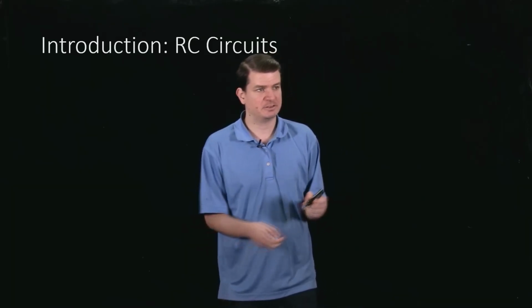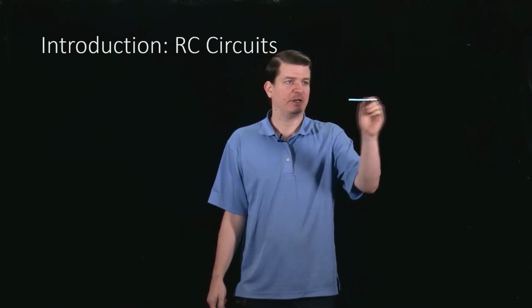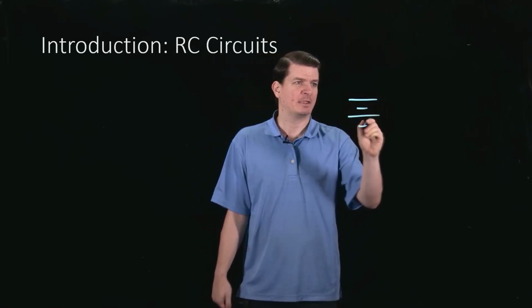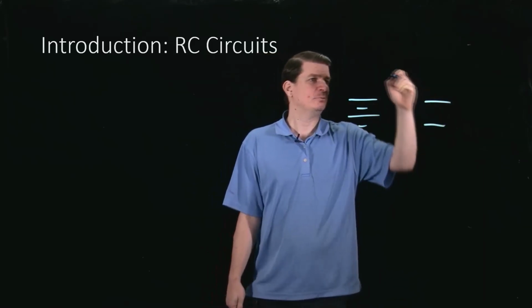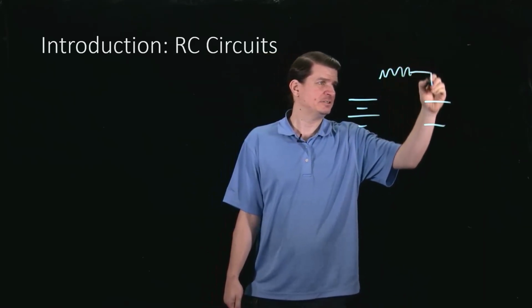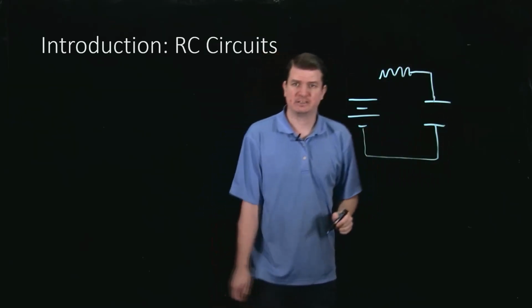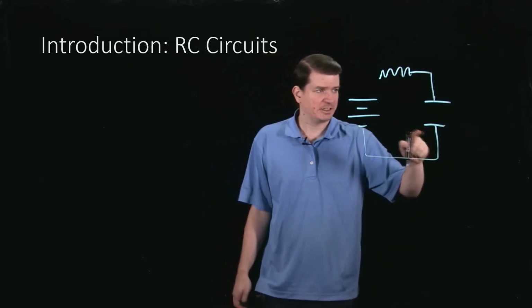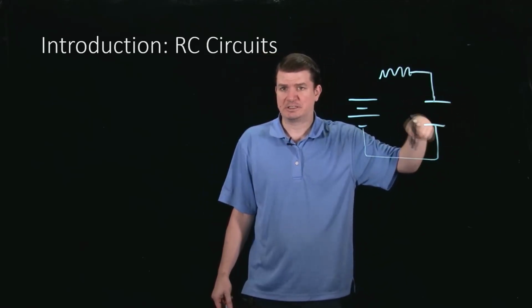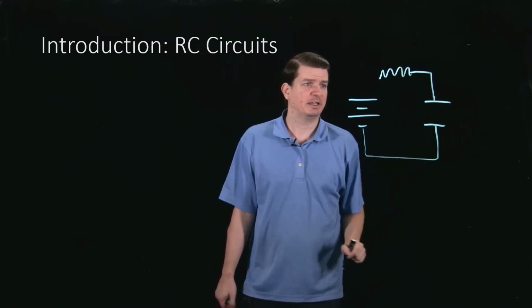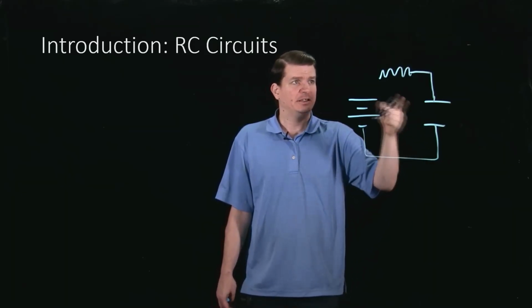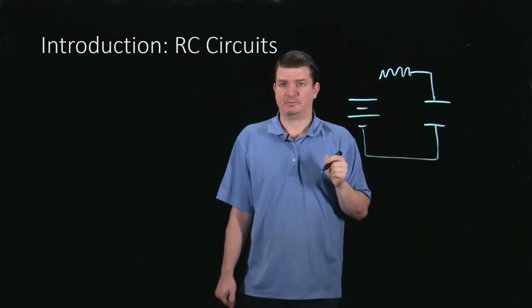So let's consider the simplest case. We're going to have a battery, a capacitor, and we'll put a resistor as well, just all in series. All right. And the question is, what will happen? Initially, this thing's not charged. It's got zero potential difference across its plates. And then we're going to close this circuit. What will happen?